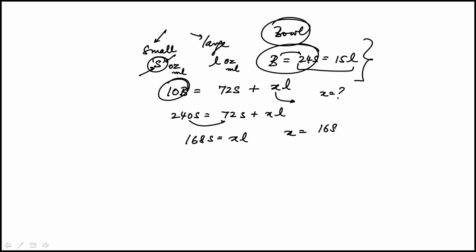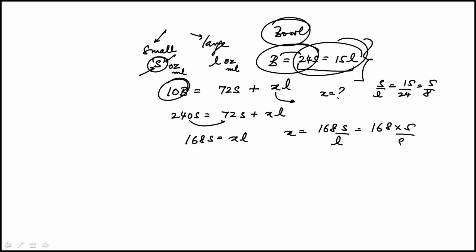Somehow doing the algebra is easier. This problem uses less brain power, in my opinion. And then the S over L ratio we can get from here, 15 over 24, or 5/8. So X would be 168 times 5/8. That's 21 times 5, which is 105. Answer is B.